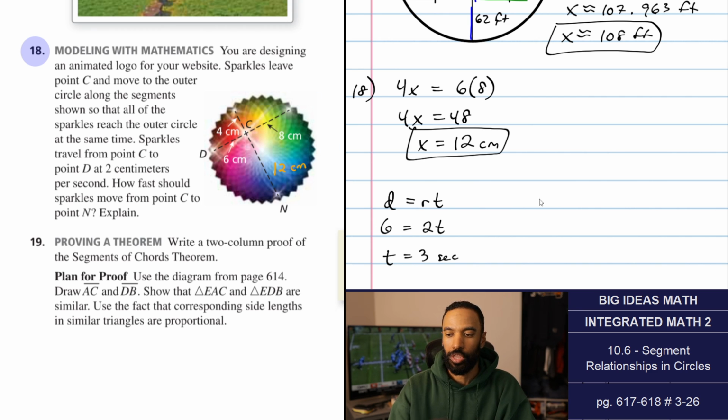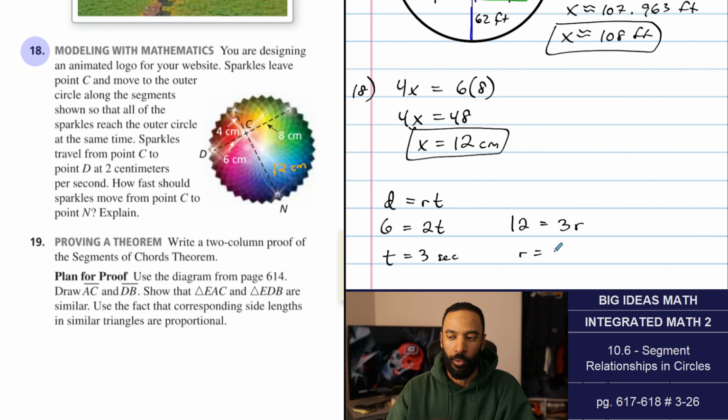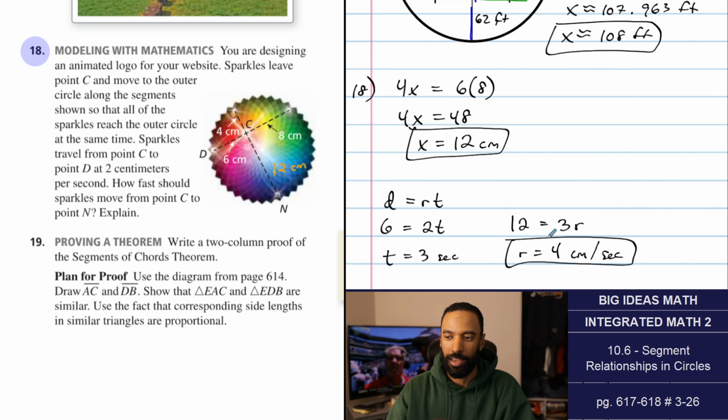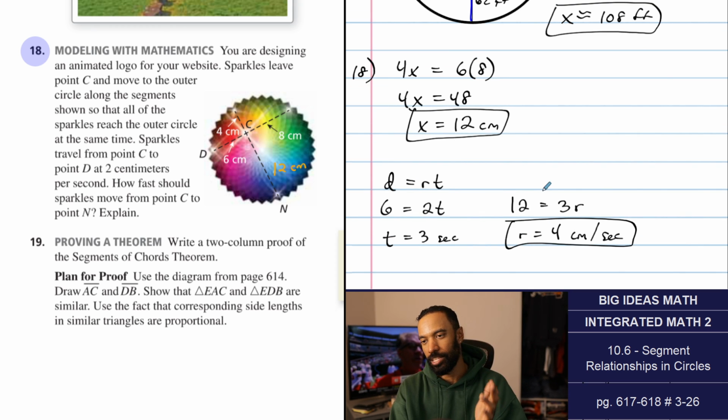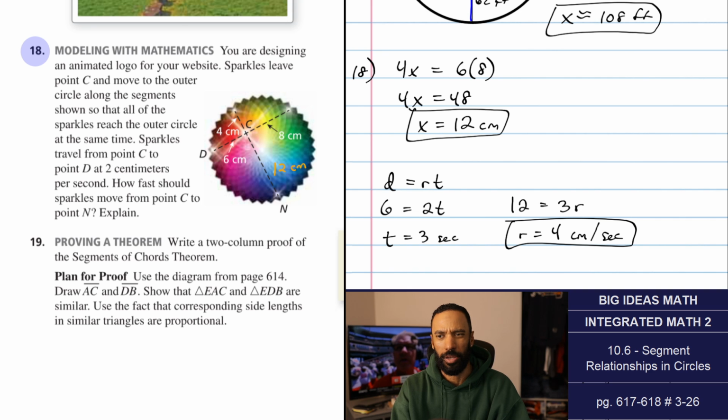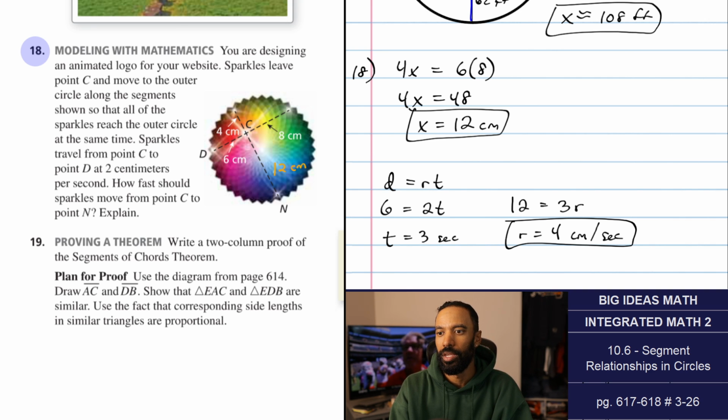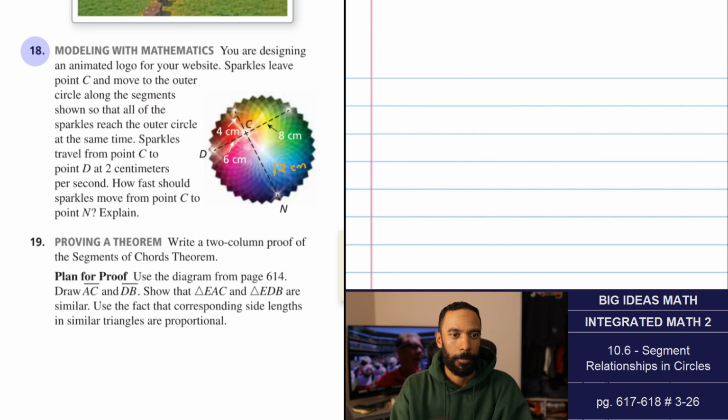So using the 3 seconds, distance is rate times time: it'll travel 12 centimeters at what rate times 3 seconds? 3 seconds times what rate? You divide both sides by 3, you get a rate of 4. 4 centimeters per second. That is double the 2 centimeters per second. So there's a logical way to answer it, and a mathematical way to answer it, distance equals rate times time. You can probably set up a proportion of sorts if you wanted to. But that's our idea, number 18.